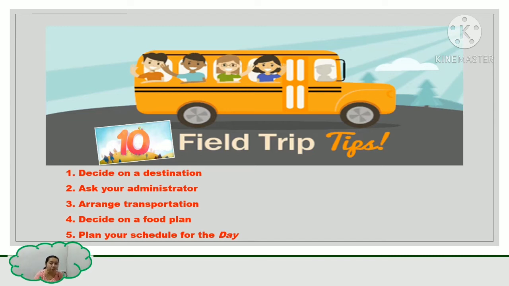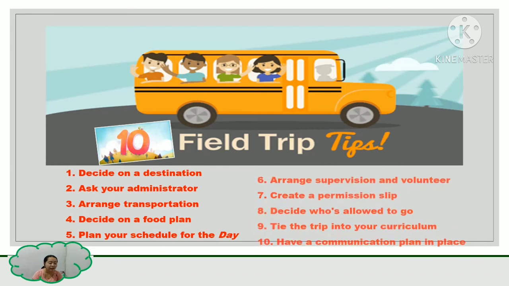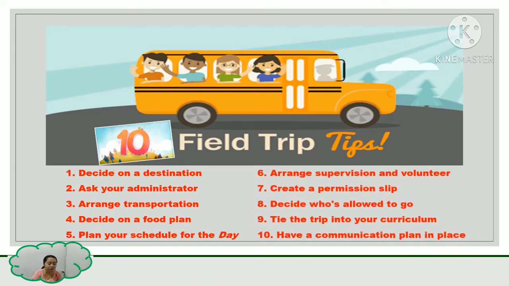For older students who are well behaved and responsible, you may not need extra supervision. However, younger kids need more supervision. Then seven, create a permission slip. You'll need to get permission from the parents so they can approve the trip.